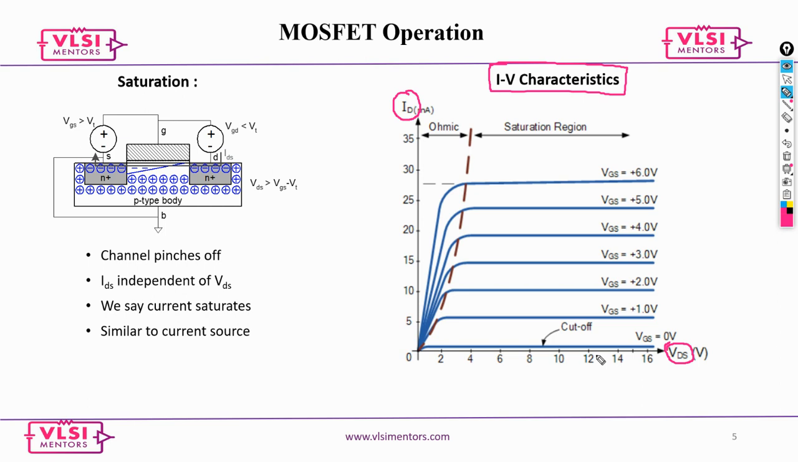Now when you say ID, what is the value of ID in cutoff? Zero, sir. So ID is basically zero, so your ID is going to be here, approximately zero.